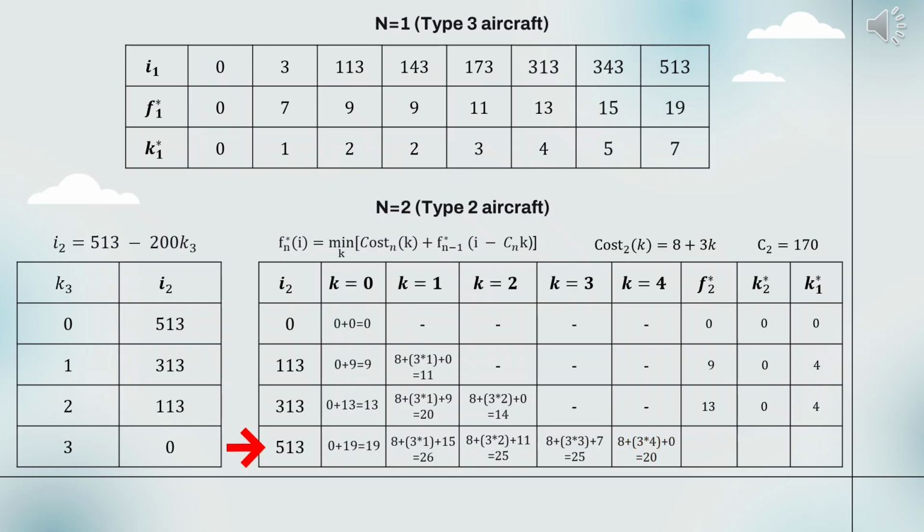Result: among the numbers 19, 26, 25, 24, 20, the minimum cost is 19, yielding the optimal decision of selecting 0 Type 2 aircraft. This table summarizes the optimal results for the second stage, which we will use in the final stage's calculations.